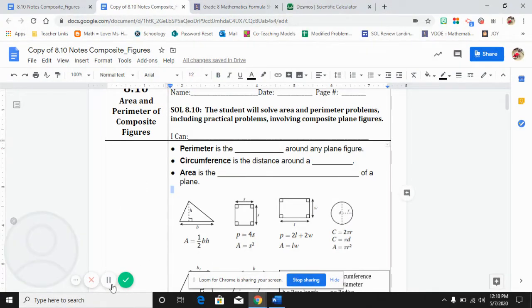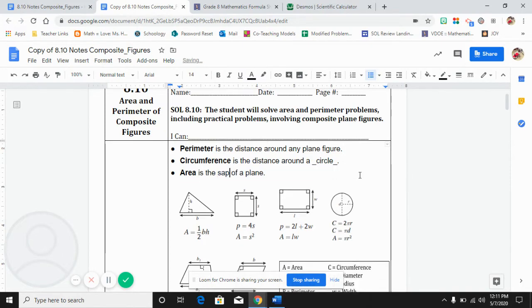So let's start off with some vocabulary. The first word we're going to talk about is perimeter. Perimeter is the distance around any plane figure. Circumference is the distance around a special figure. It's around a circle. And then area. Area is the space inside of a plane figure. So the space covering the inside of a plane figure. So area is how much space it takes up.